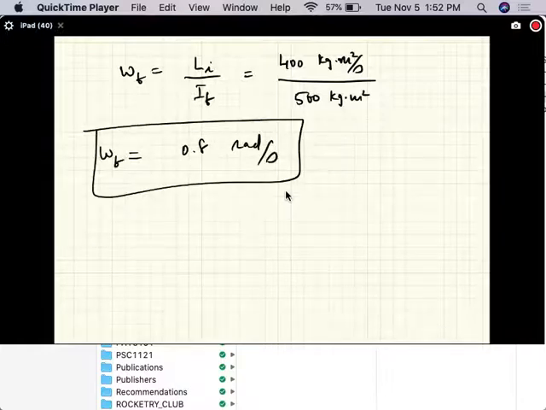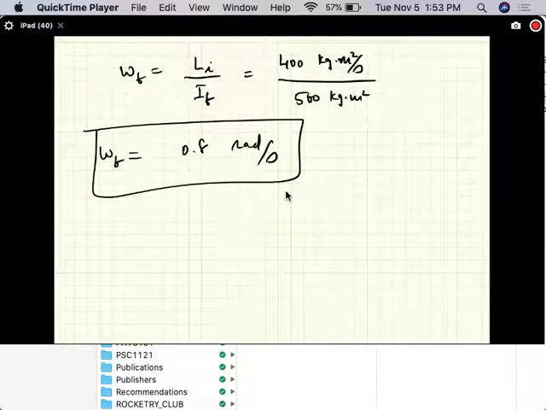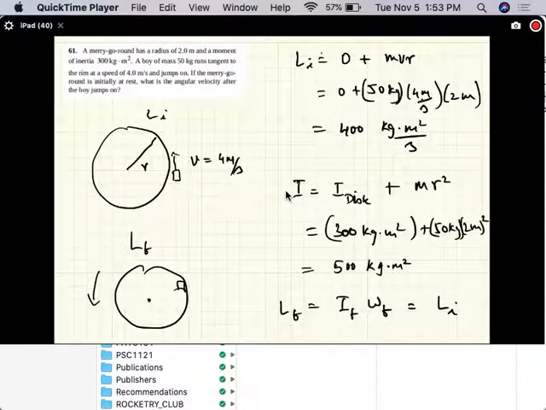Remember, radians is a free label, so it's radians per second. So that's the final angular velocity. Initially it was at rest, and it's starting to rotate at 0.8 radians per second. 0.8 radians is about 50 degrees per second, roughly. 45 degrees per second, a quarter of a rotation.